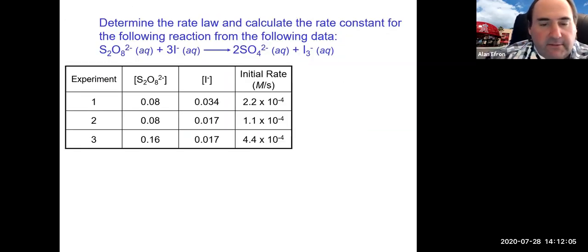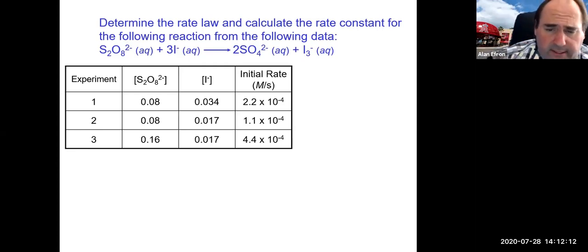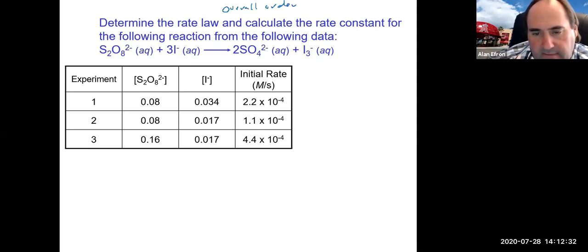All right, so why don't you give this one a go? We got a table here. Why don't you determine the rate law with the orders and the value of the rate constant? So figure out the rate law, the rate constant, the overall order and all that good stuff here. Take a couple minutes and see what you come up with, and then we'll talk about it.